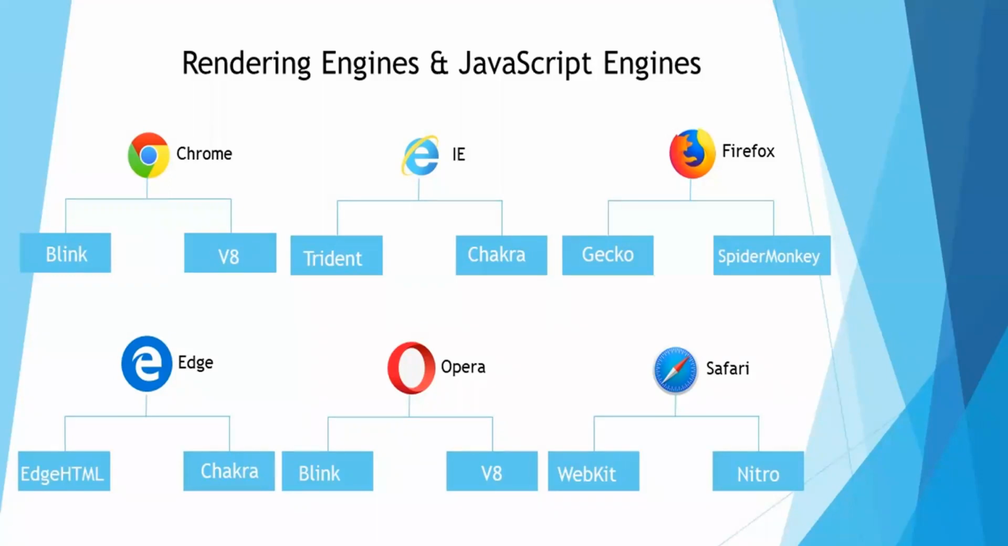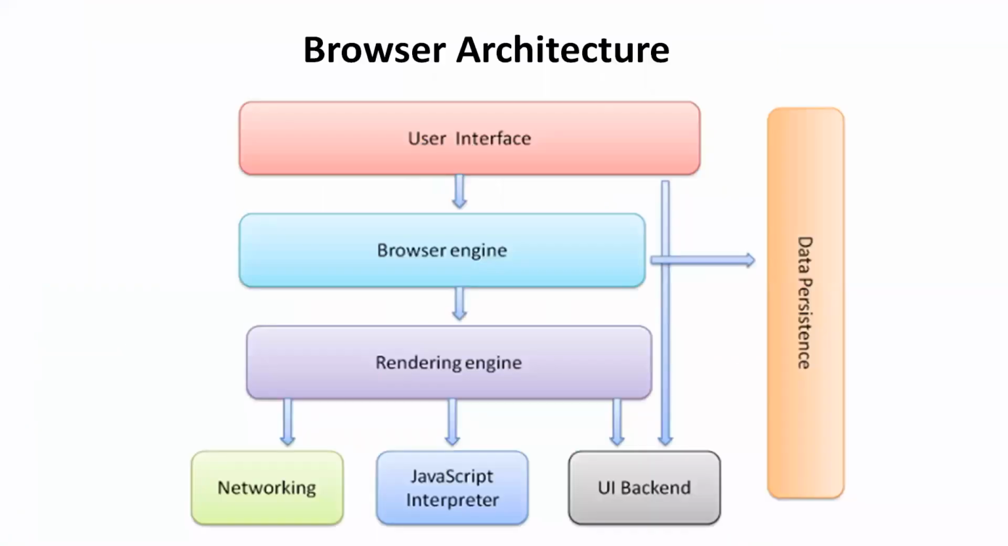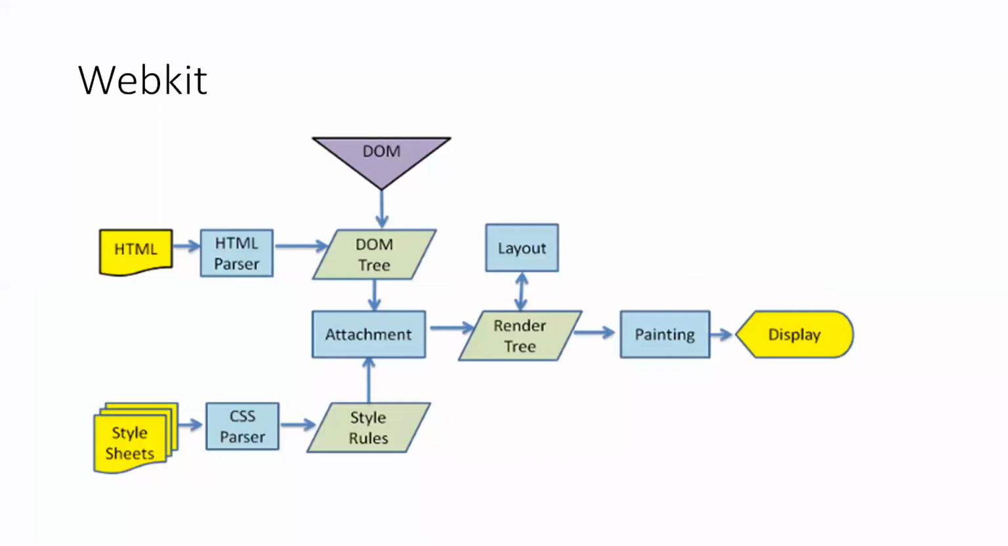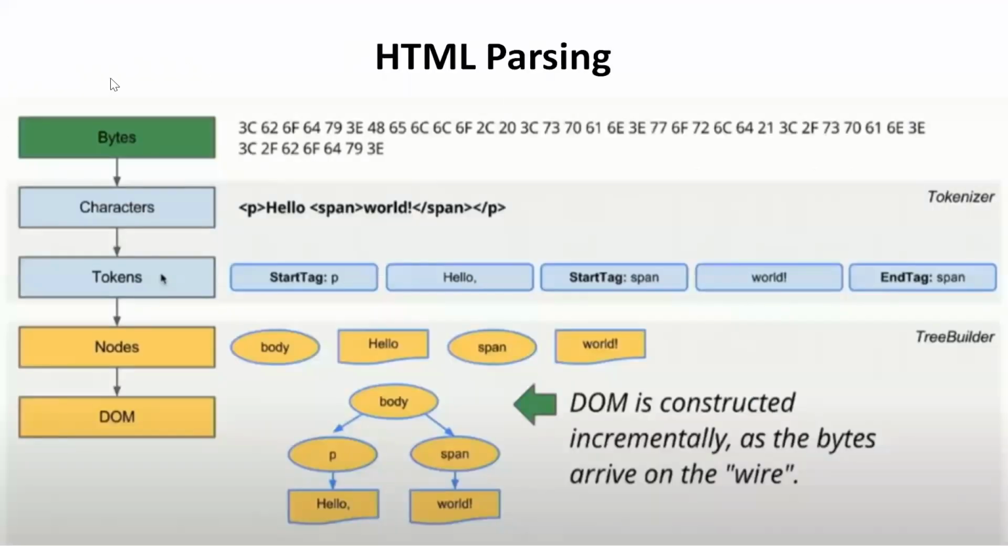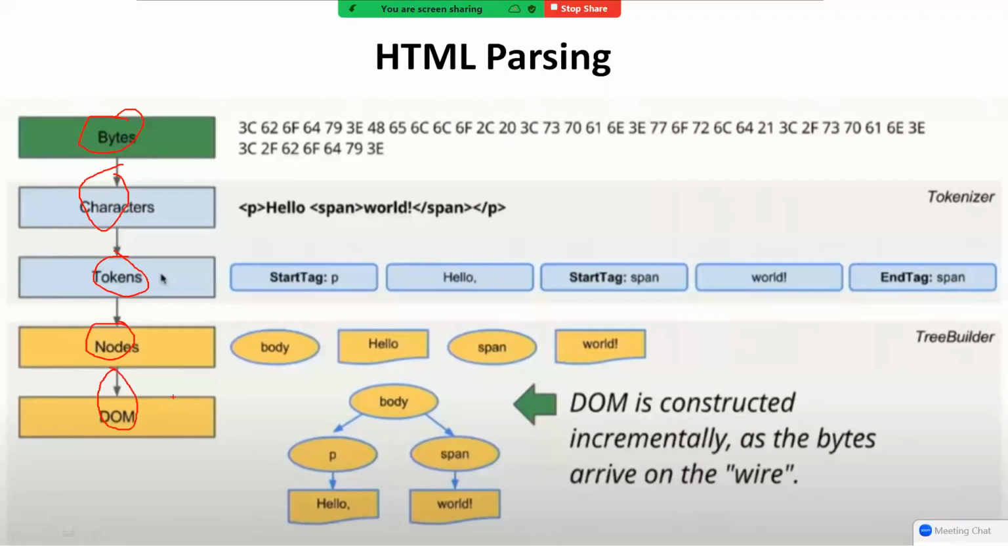This is the basic browser architecture: how the browser works internally and what it contains in the background. This is the basic browser flow. Whatever you have written in markup, first it converts into bytes. From bytes it is converted into characters, from characters into tokens, from tokens into nodes, and from nodes it prepares a DOM. This is what is called the DOM. And this DOM is presented.